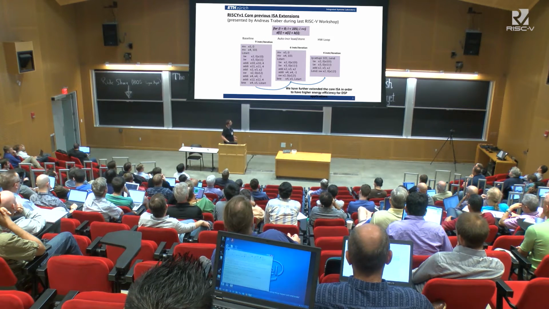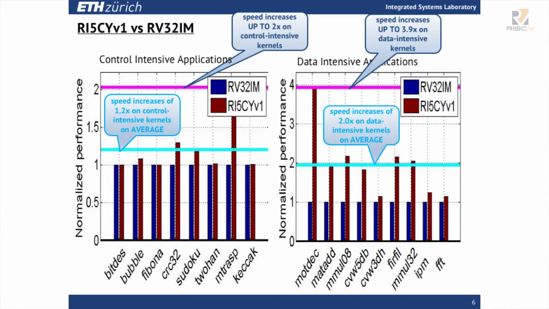Now we want to further extend our ISA to target DSP applications. Here you see 2 charts. On the x-axis, we have some benchmarks. On this side we have control-intensive applications, where we don't really need mathematics, such as Fibonacci or bubble sort. On the other side, we have data-intensive applications: motion detection, matrix addition and multiplication, convolution, FFT. As you see, thanks to our previous extensions, we already get a speedup of up to 1.2 and 2 for control-intensive and data-intensive applications on average, and a peak of 2 and 3.9 for control and data-intensive applications.